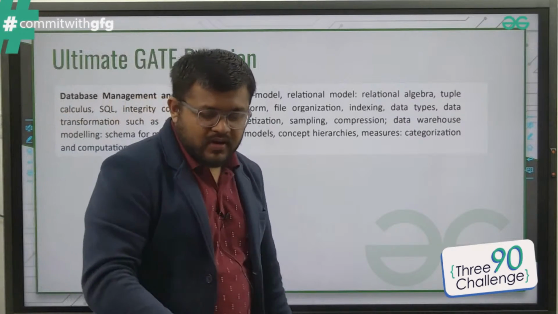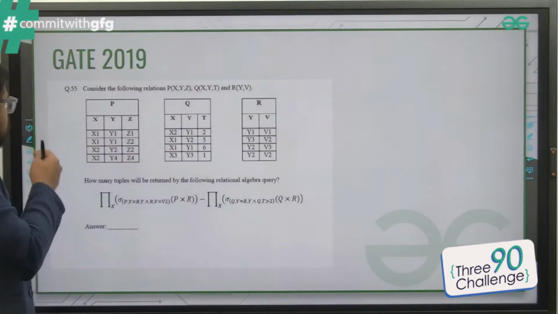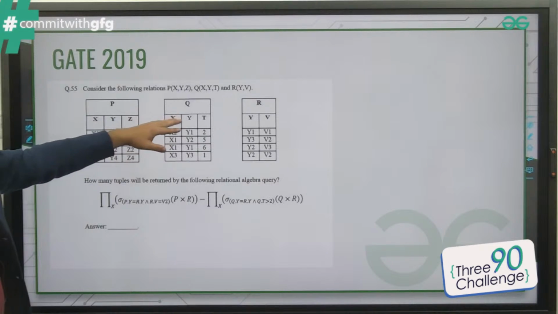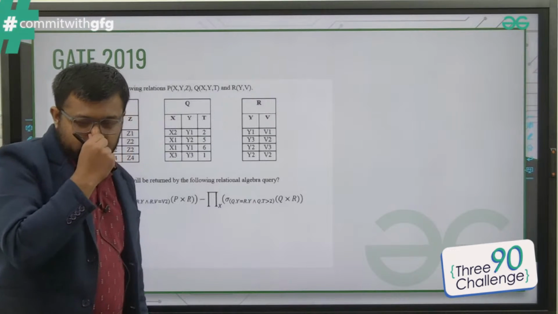Now I think let's move on to some previous year questions. So this is the first question from GATE 2019, where it says consider these three relations P, Q, and R, where for relation P you have X, Y, and Z attributes, for Q you have X, Y, and T, and for R you have Y and V. Then how many tuples will be returned by the following relational algebra query? Okay, try everyone this, then I will solve.